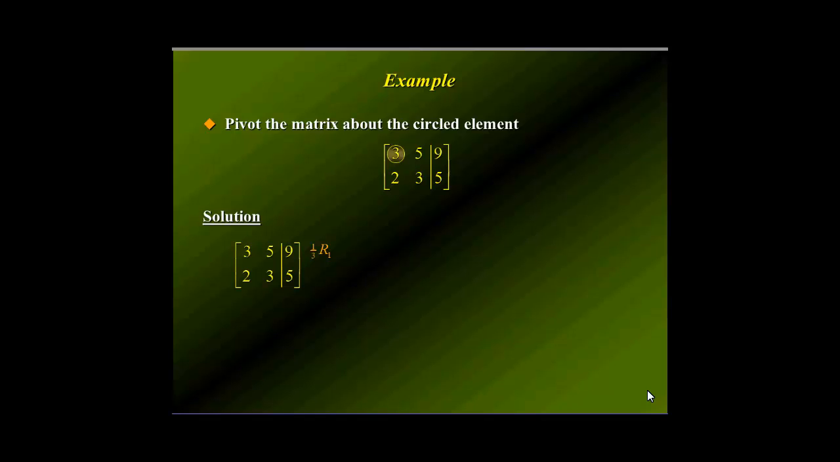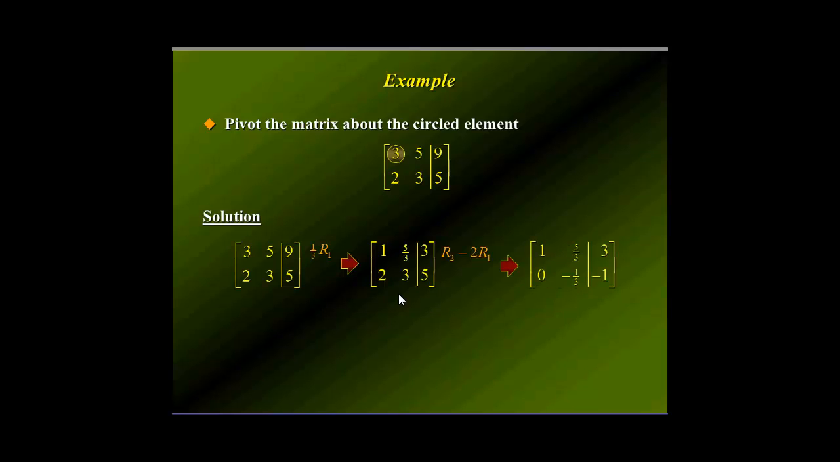So we divide row 1 by 3, so it will be 1, and the next one will be 5 by 3, and 9 by 3 will be 3, and the second row will be the same. Now our next aim is, in the place of 2, I want 0. So I apply the row operation R2 minus 2R1, so that this will be 0. When I apply this operation, it will be 0.